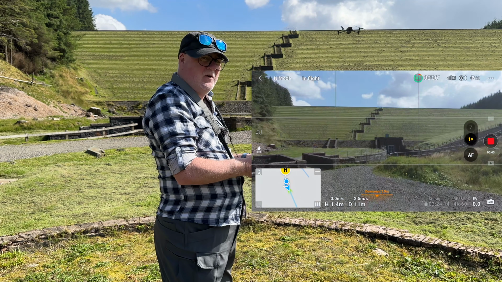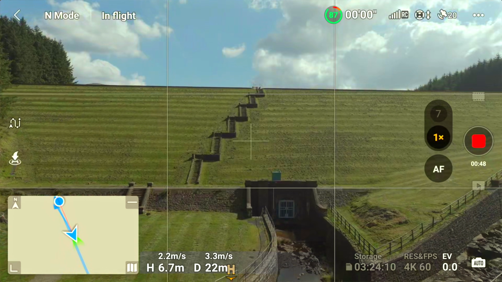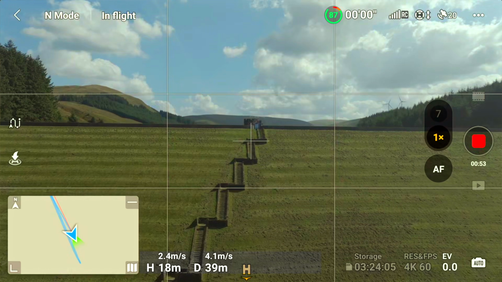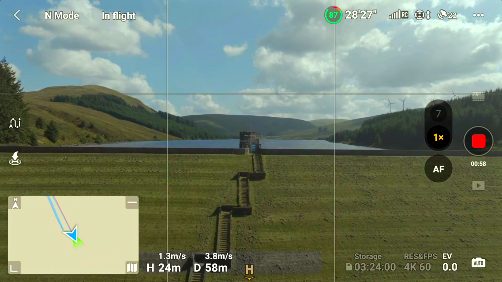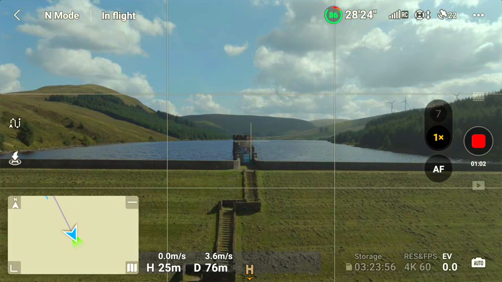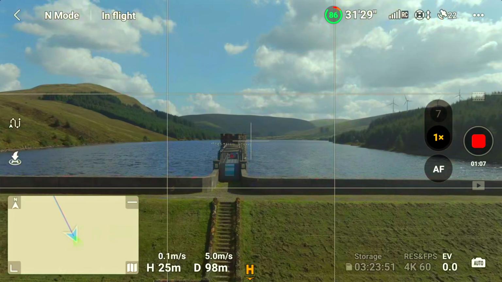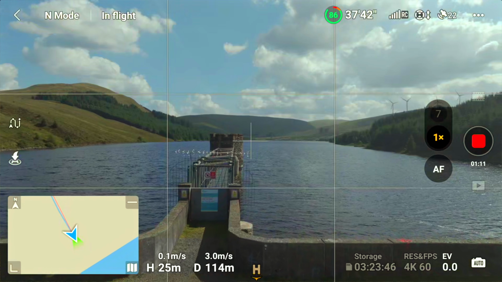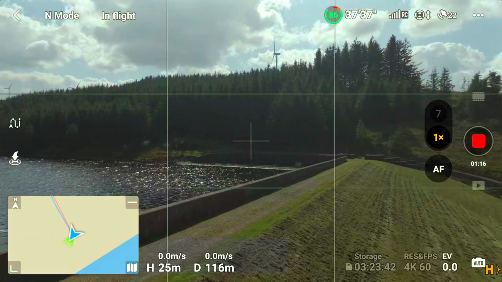So watch the telemetry carefully. I know that the top of the stairs is 26 metres. So I'm up at 25 metres, it says here, and I'm going to land. But before I do that, I'm going to have a look around and make sure there's no one in the area.